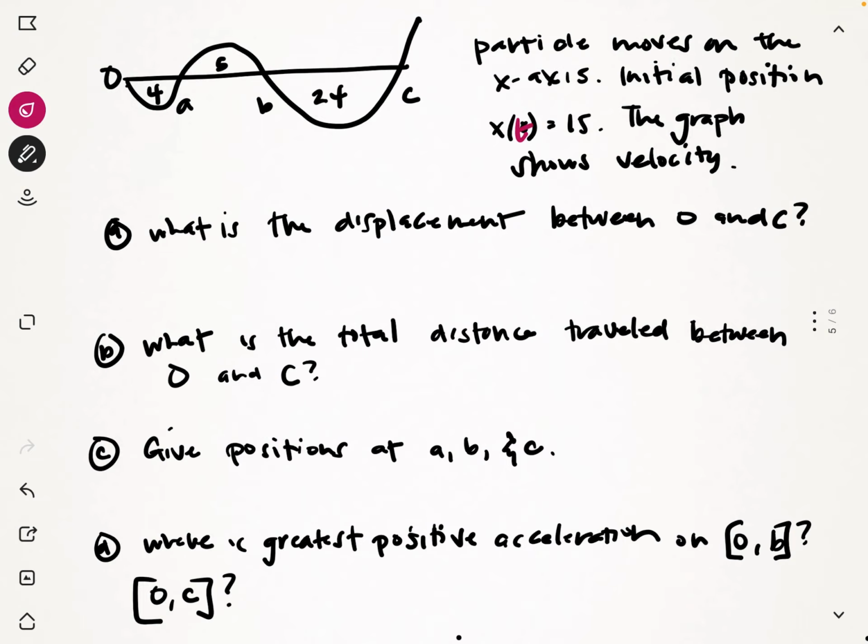The graph shows velocity, so that's very important. It's not showing us the position of our particle, it's showing us the velocity. And remember, when we're looking at the velocity graph, anything below the graph is moving to the left, which is negative.